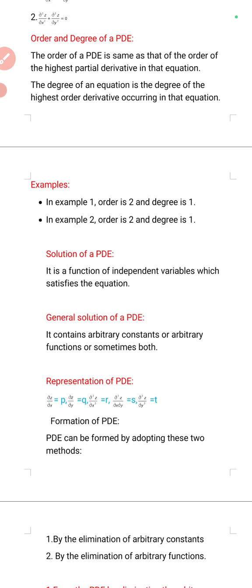And some notation is there regarding PDE. What is that notation? Whenever dou z by dou x is there, you represent it with the alphabet small p, dou z by dou y with q, dou square z by dou x square with r, dou square z by dou x dou y with s, dou square z by dou y square with t.